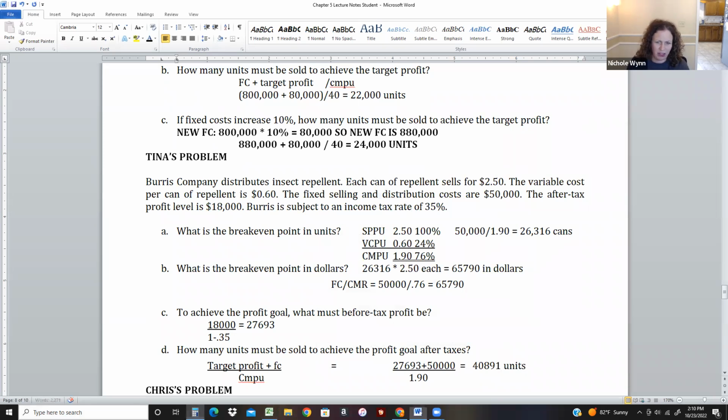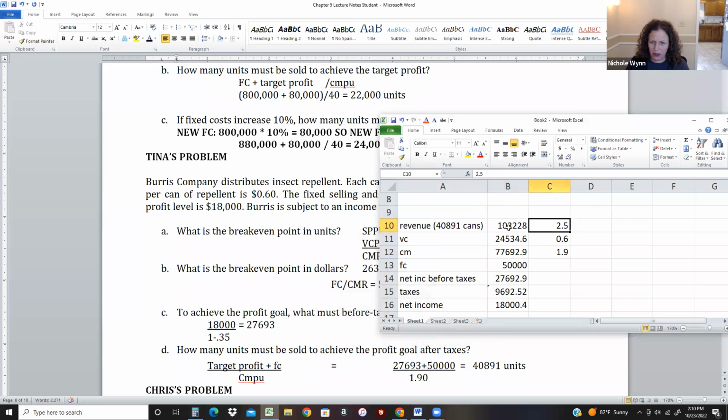Because if I sell 40,891 at 2.50 each, this is my revenue. And 40,891 times 60 cents each, that's my variable cost. So my contribution margin is revenue minus variable cost. I have to pay 50,000 in fixed costs. And that gives me 27,692.90. And then I get to pay 35% to the government. And then I'm left with 18,000.40.